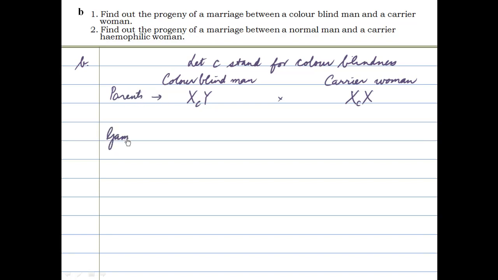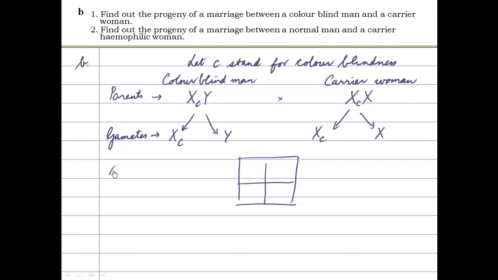Next, we have the gametes. These will separate out into XC and Y, XC and X. Now you draw the Punnett square. Please use a ruler when you're doing this. Your work must be neat. You must make a good impression.